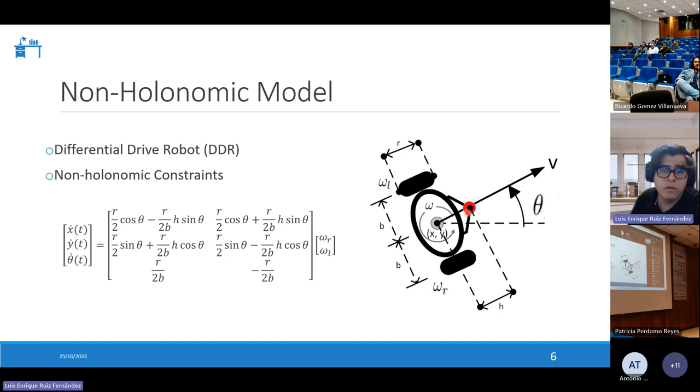So we use a control point. This control point is the red point in the image. It is in the same direction as the orientation of the robot, extended by a distance h, and we control this point. This lets us decouple the dynamics of the X and Y coordinates. There is still a zero dynamics, theta. Maybe it's not stable, but it's bounded. Theta depends completely on X and Y, but we can control X and Y. The model has the parameters of the robot: the distance h, the radius of the wheels, and the distance between them.